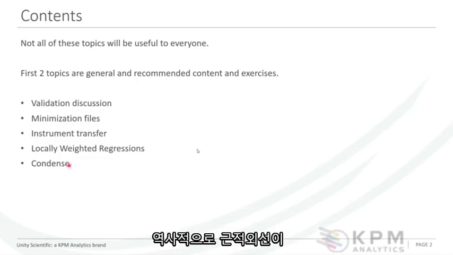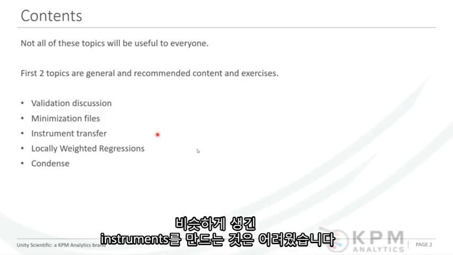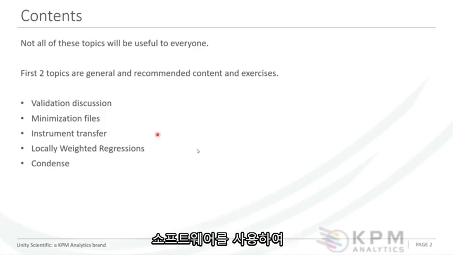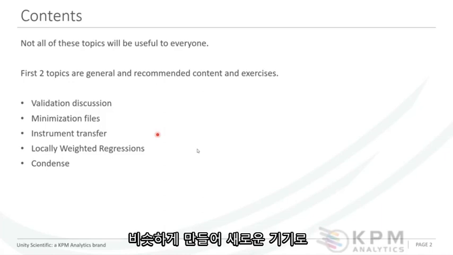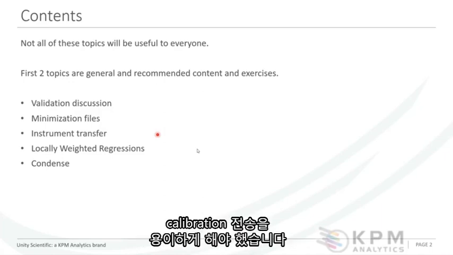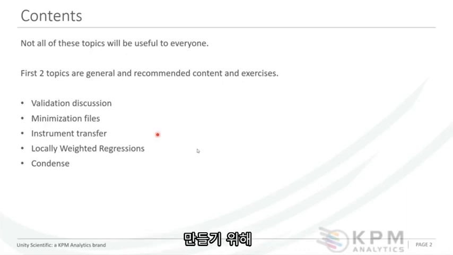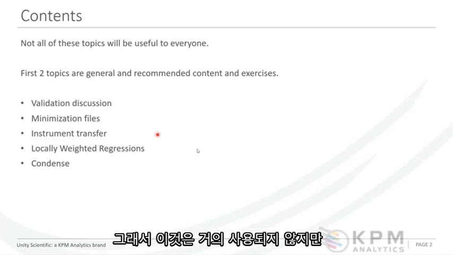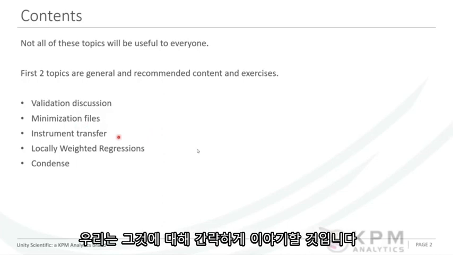The first one, instrument transfer, was historically used quite a bit with near-infrared. When near-infrared was started in the 70s, 80s, even going into the 90s, it was hard to make instruments that looked alike. So we had to use software and chemometric tools to make one instrument look like another one to facilitate calibration transfer. With newer instrumentation, for example, on the SpectraStar XT with TAS, we really don't need to do this external manipulation to make the instruments alike. So this is rarely used, but we will talk about it briefly.